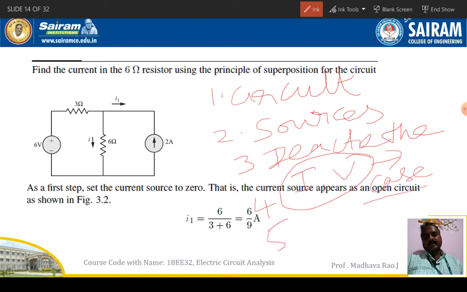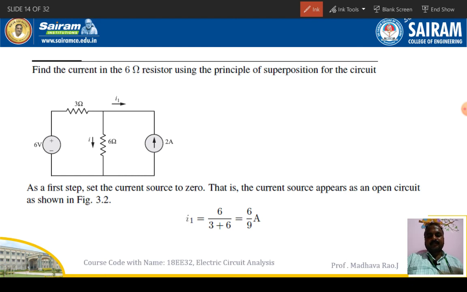Then we have to add them algebraically. These 5 steps we have to follow to solve these superposition related problems. Okay. So, find the current in the 6 ohm resistor using the principle of superposition for the circuit. This is the problem given.